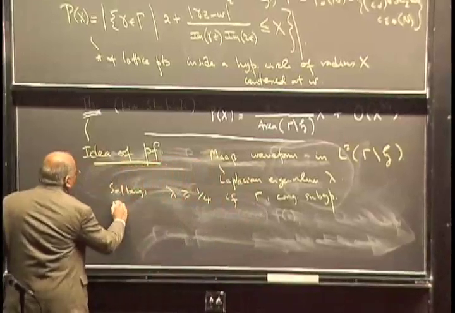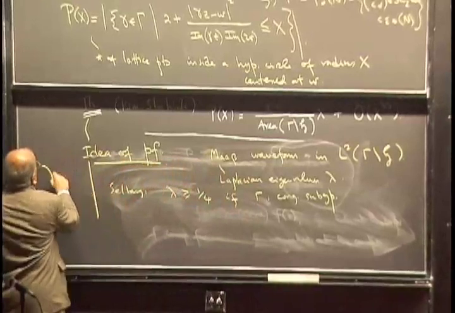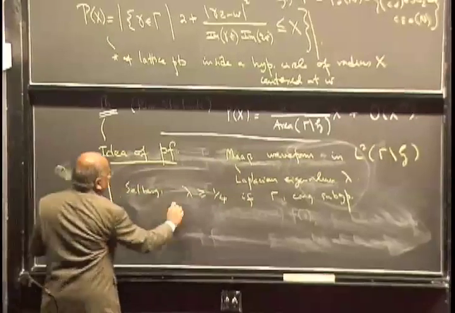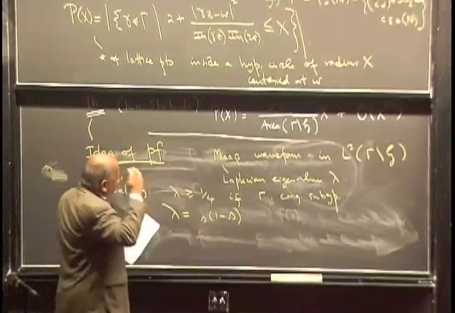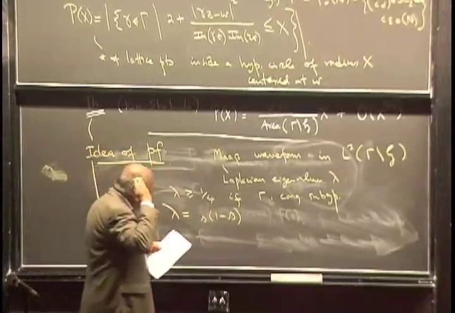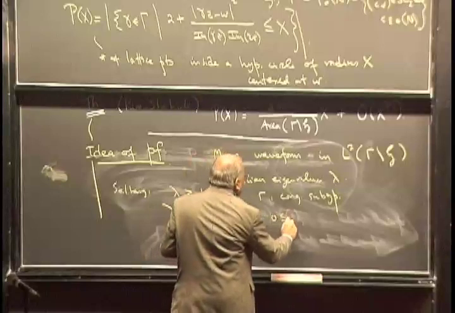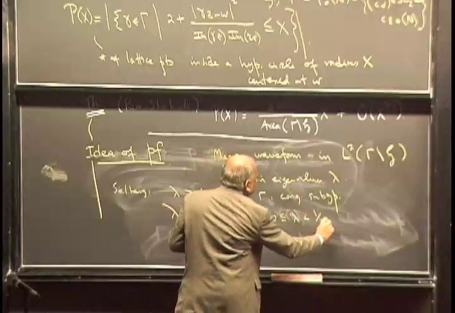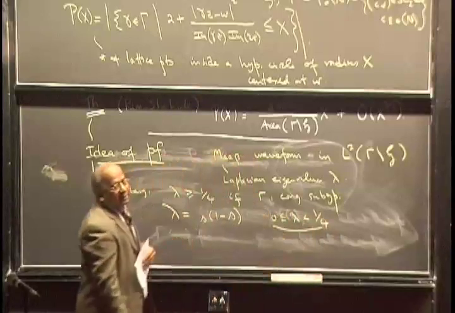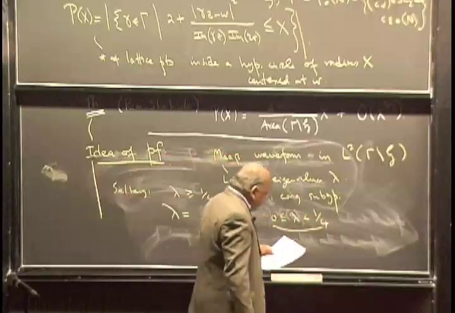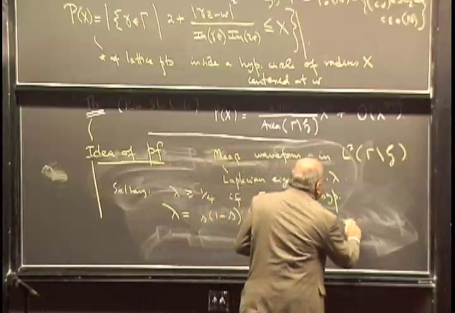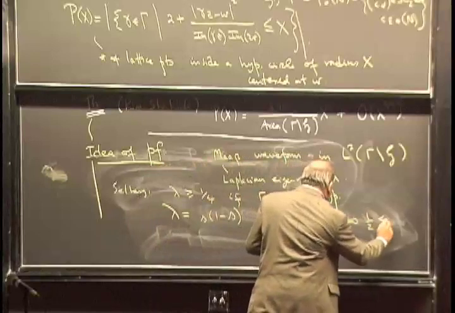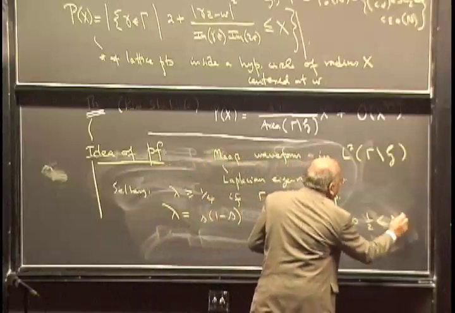So what one does is you write lambda as s times (1 minus s). Then of course you can check that if lambda is less than 1/4, these are called the exceptional eigenvalues. If it's SL2(Z), you know that there exist no exceptional eigenvalues. This is equivalent to saying that s is between 1/2 and 1.